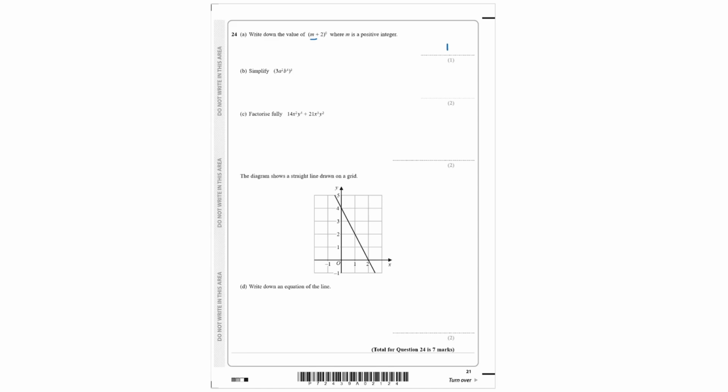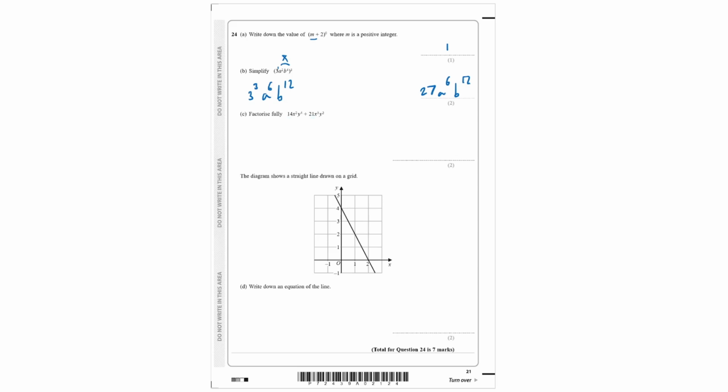Simplify (3a squared b to the power of 4) all to the power of 3. So we can simply write this out. Since the power of 3 is outside the brackets, we multiply the powers. So we have 3 to the power of 1 times 3, so that's 3. We have a to the power of 2 times 3, so that's 6. And we have b to the power of 4 times 3, which is 12. 3 cubed is simply 27. And we can write a to the power of 6 and b to the power of 12.